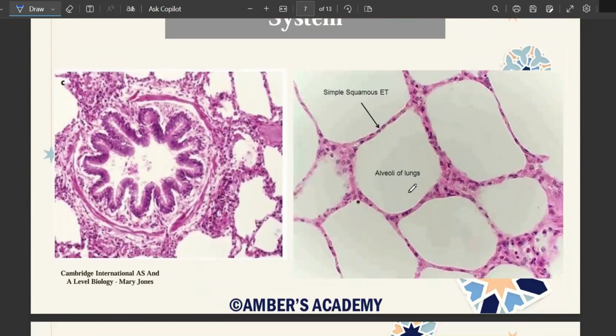Then they might also give you this diagram where you'll be supposed to identify which structure this is. The labeling might not be there and you'll be expected to label it. If you see these big gaps, you need to immediately identify that these large gaps are alveoli of lungs and they're lined by simple squamous epithelium. So you need to understand: if you see large gaps, then these are alveoli of lungs, and alveoli of lungs are surrounded by simple squamous epithelium.